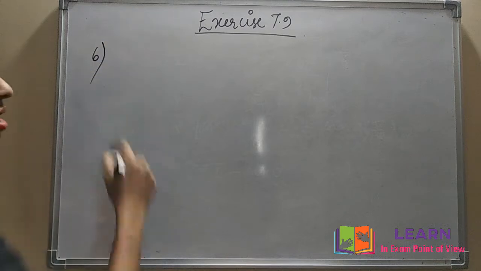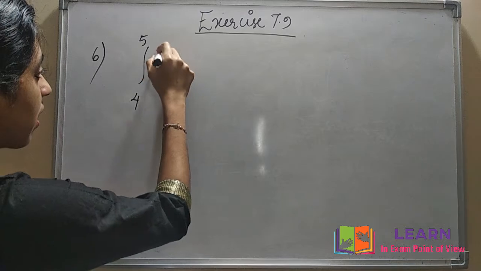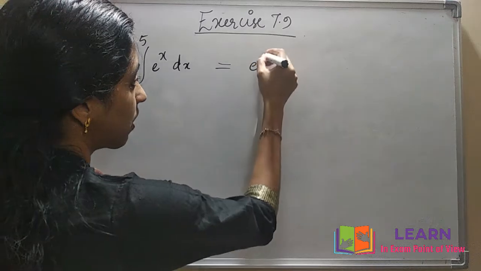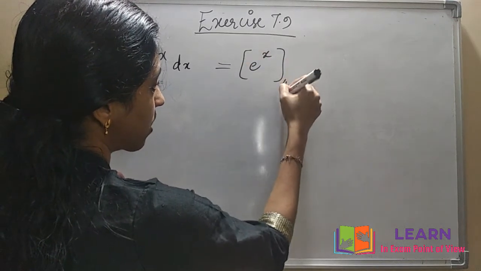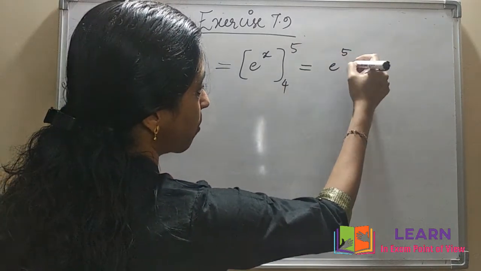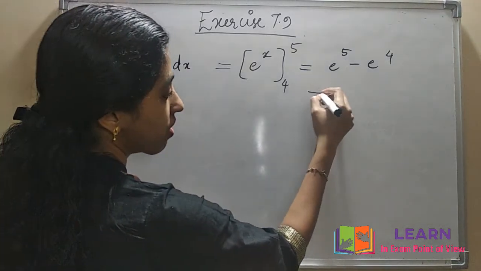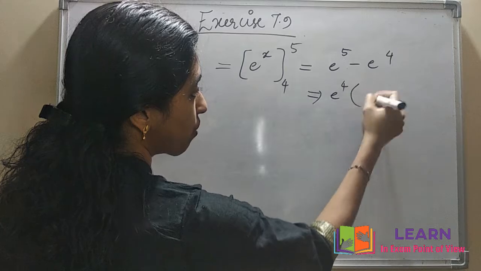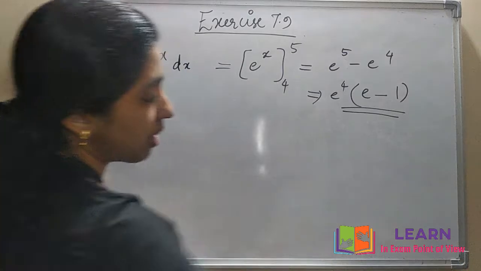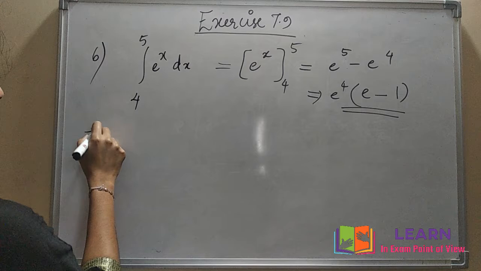Then the sixth one: integral 4 to 5 e raised to x dx. Integrating e raised to x, we get the same e raised to x. Just apply the limit 4 to 5, upper limit minus lower limit. That is e raised to 5 minus e raised to 4. E raised to 4 is common in both, so for further simplification, you can take e raised to 4 outside, remaining e minus 1. This will be the final answer. Easy, right? Next, seventh one.